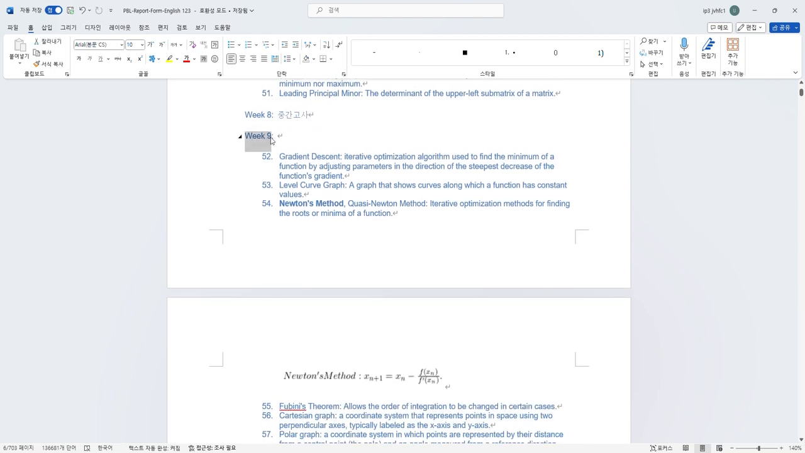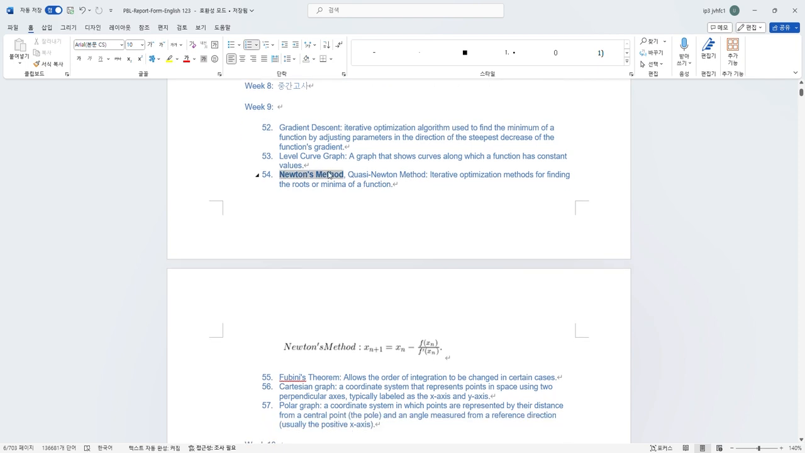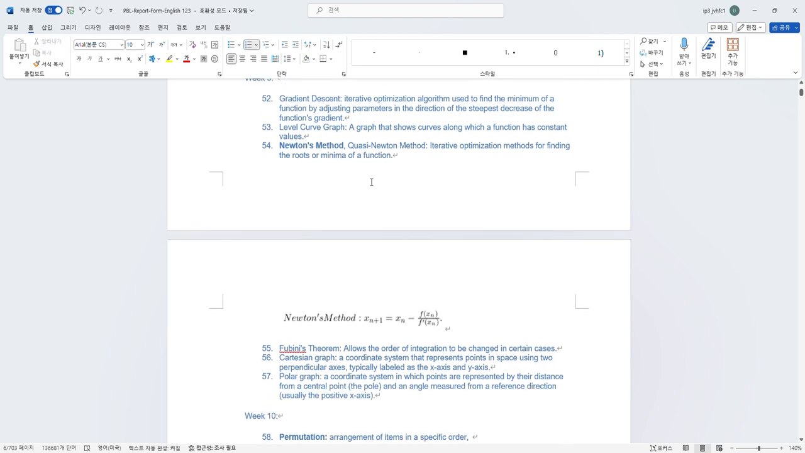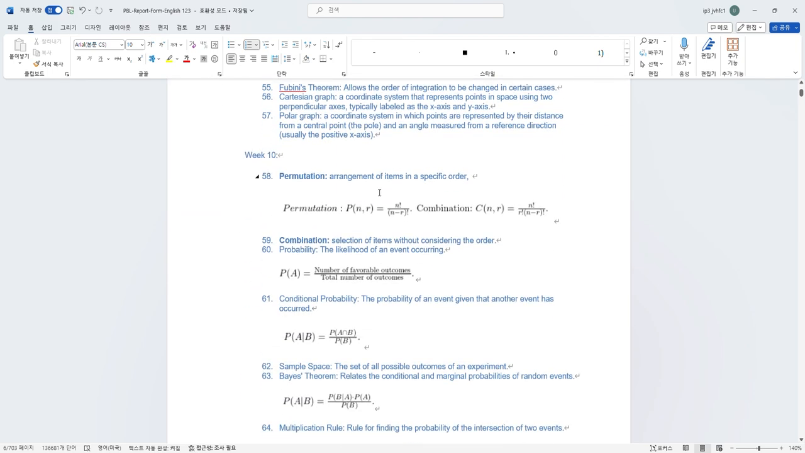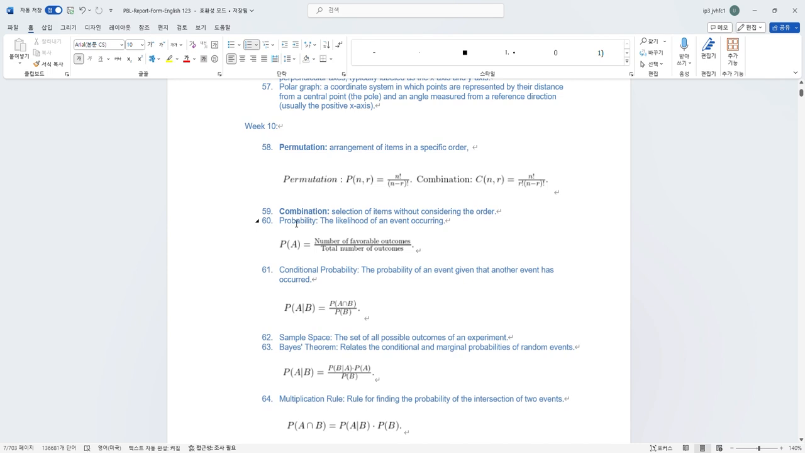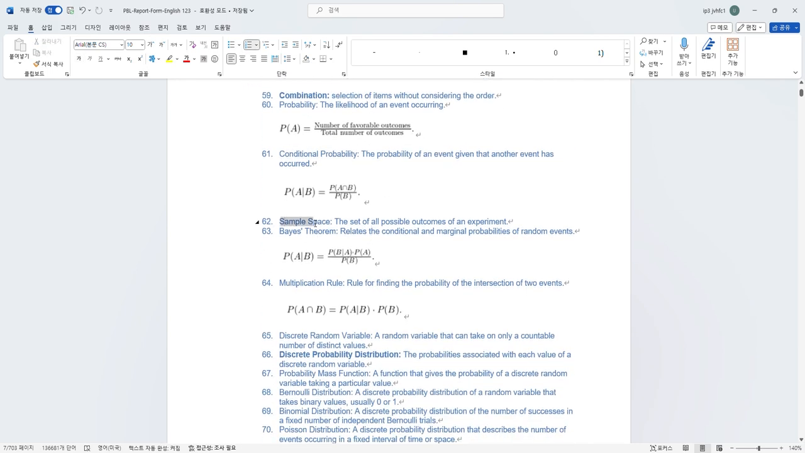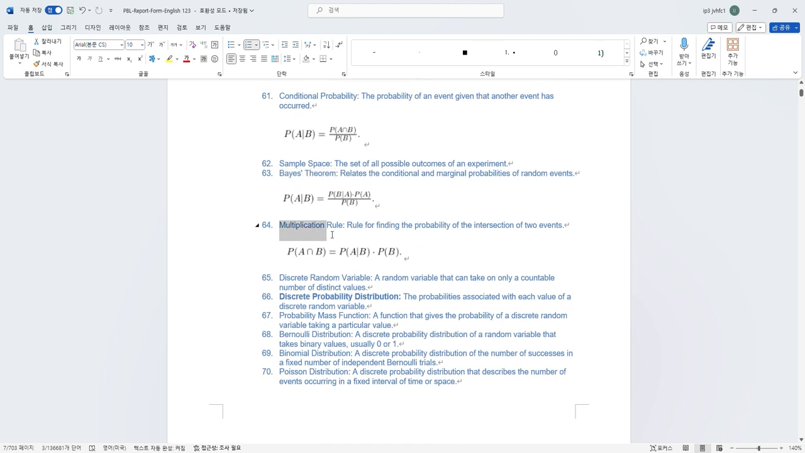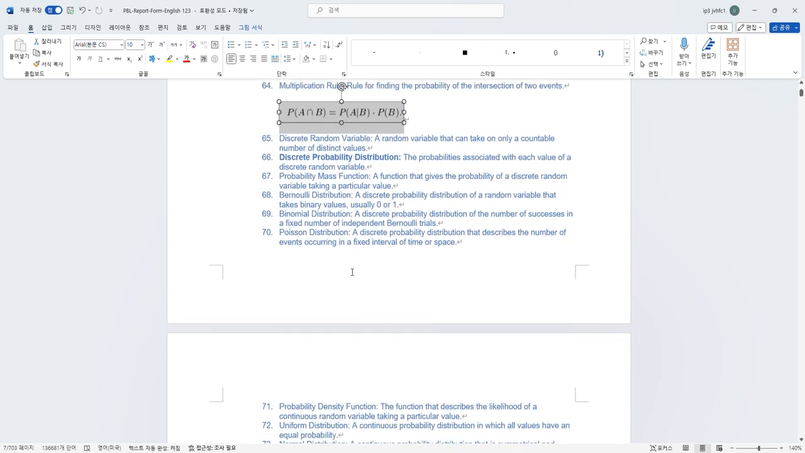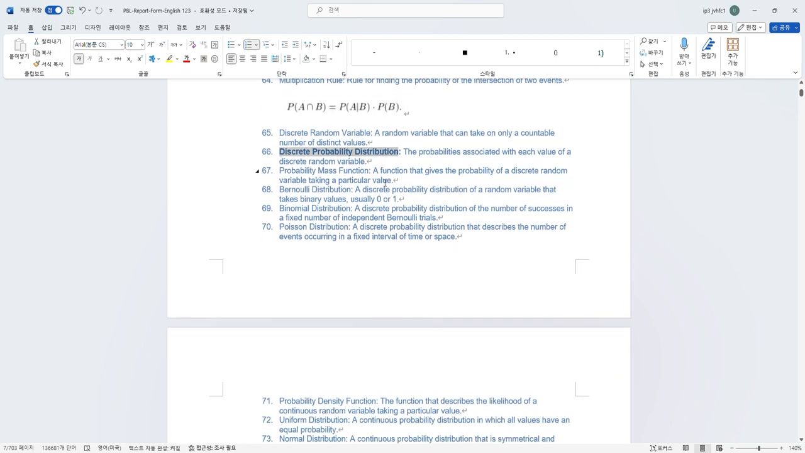But in week 9, I learned mostly about Newton's method, which is an iterative optimization for finding the roots or minima of a function. And in week 10, I learned about permutation and combination and everything related to it, such as probability, conditional probability, sample space, Bayes' theorem, multiplication rule. And also, I learned about distributions.